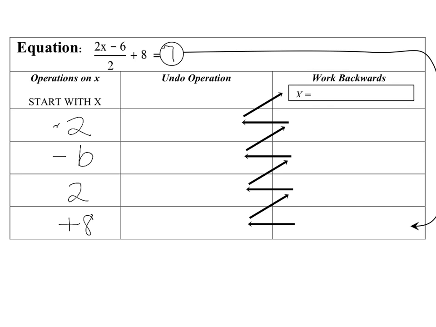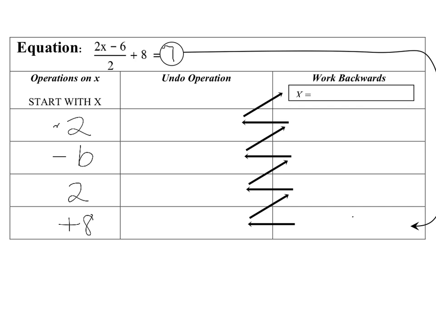So basically what we've just created is his equation: 2x minus 6 over 2 plus 8 equals 7. What we're going to do is predict what number he picked. We're going to start by taking his 7, following this arrow all the way down, and putting the 7 right down here.